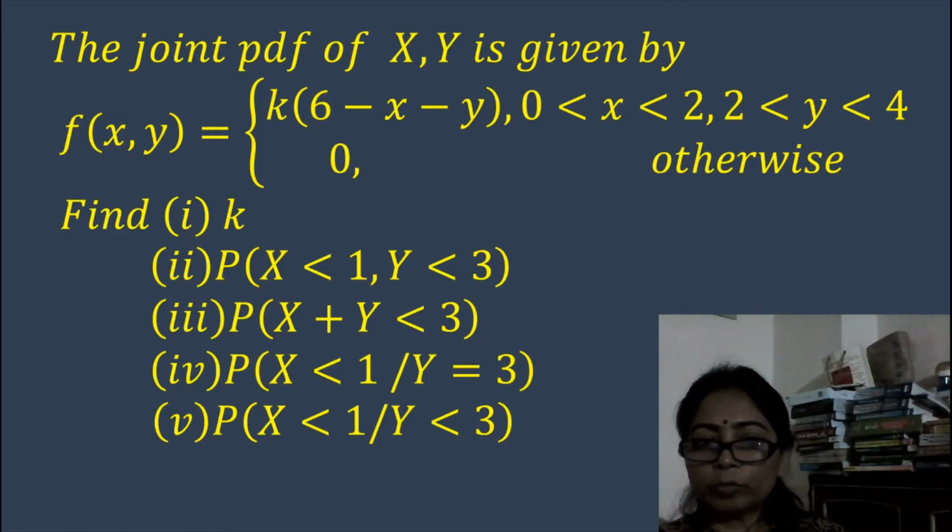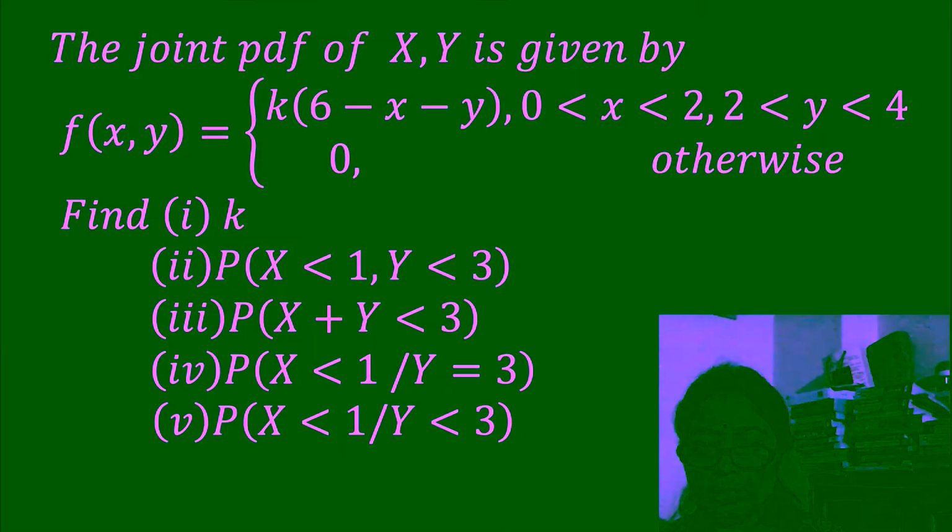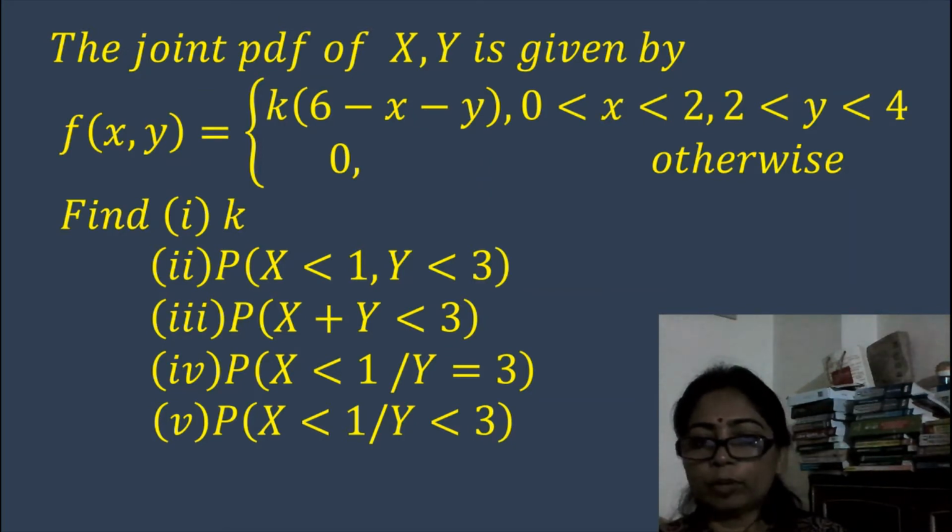Find question number 1, k. Question number 2, probability of x less than 1, y less than 3. Question number 3, probability of x plus y less than 3. Question number 4, probability of x less than 1 when y equals 3 is given. Question number 5, probability of x less than 1 when y less than 3 is given.